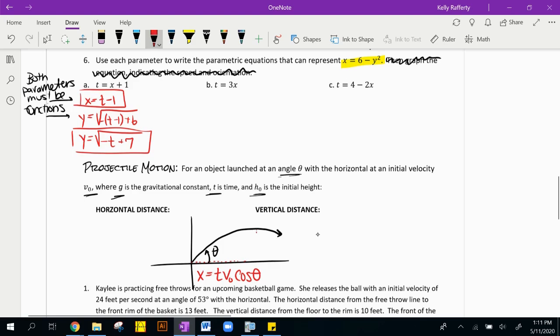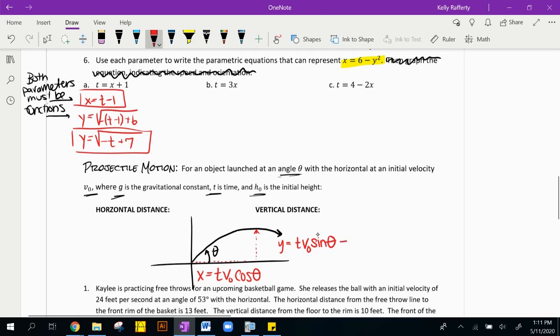So our vertical distance, y, is going to be pretty much the same thing starting off. The time is our parameter, the initial velocity times sine of theta, right? Which, again, hopefully makes a little sense. Sine is that vertical distance in our unit circle, so it tells how high it is. But then other things come into play.